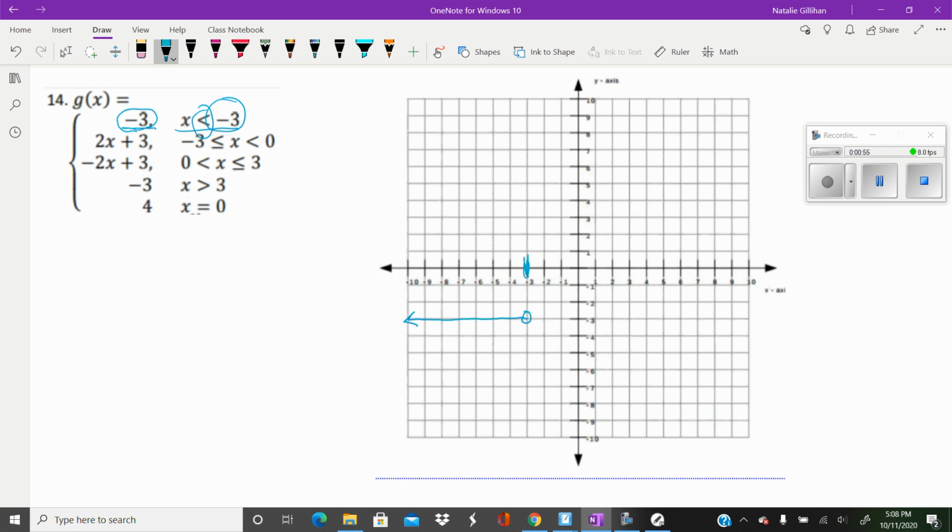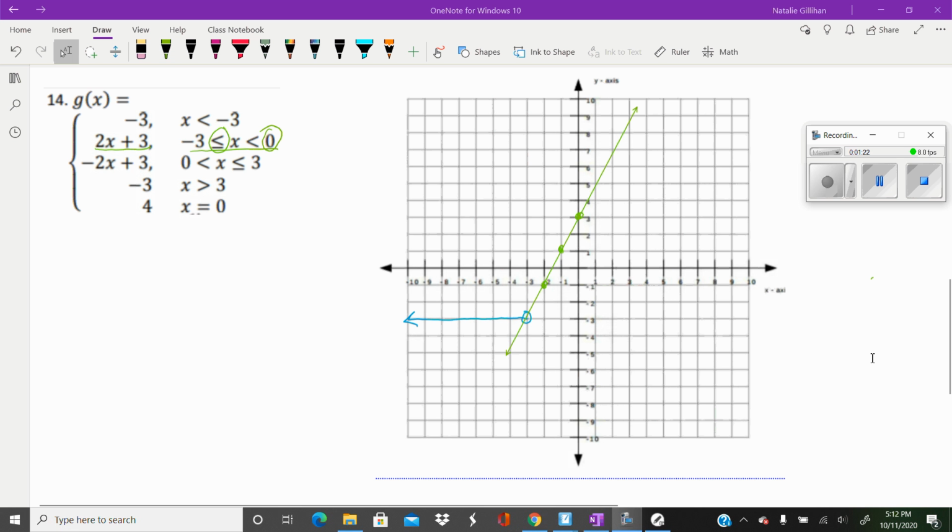First part, done. Second part is 2x plus 3 between the domain -3 with a closed circle, and 0 with an open circle. So 2x plus 3 is linear. Let's start that out with a slope of 2, up 2 over 1, up 2 over 1. Let's get that line graphed, shall we? Okie dokie, so we have our line 2x plus 3.